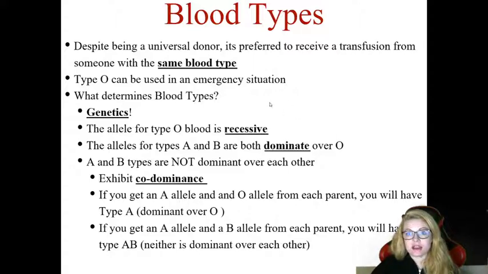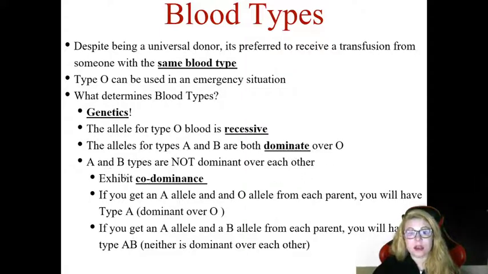So you may be asking yourself or thinking back to biology from last year, but what determines blood type? So how did you get your blood type versus your brother, your sister, and your mom and dad? Well, it's genetics. And so if you studied last year, the allele for type O is recessive, and the alleles for types A and B are both dominant over O.